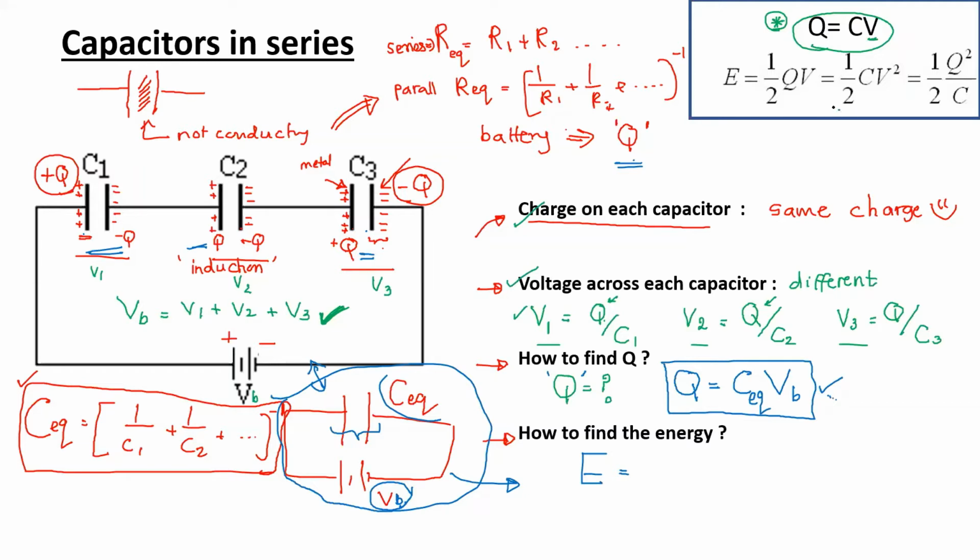Okay. So if we use this circuit to find it, we can use any of the equations. I like to use this one. Half CEQ, equivalent capacitance, times the voltage across the equivalent capacitor, which is the voltage of the battery, squared. So if you want, you can use any of the three, okay? You can use any of the three. So are you okay with these four things? Yes.